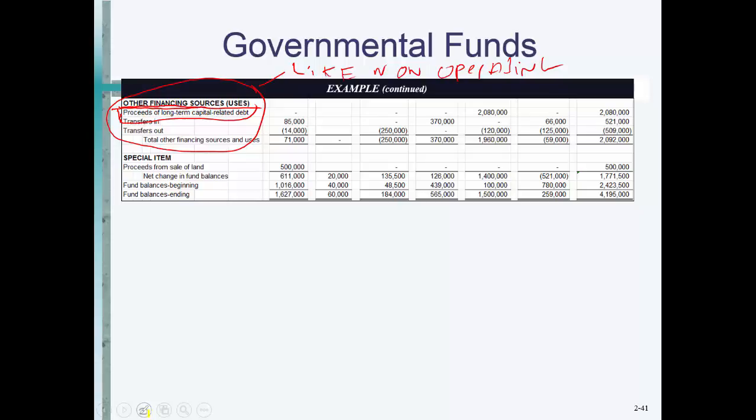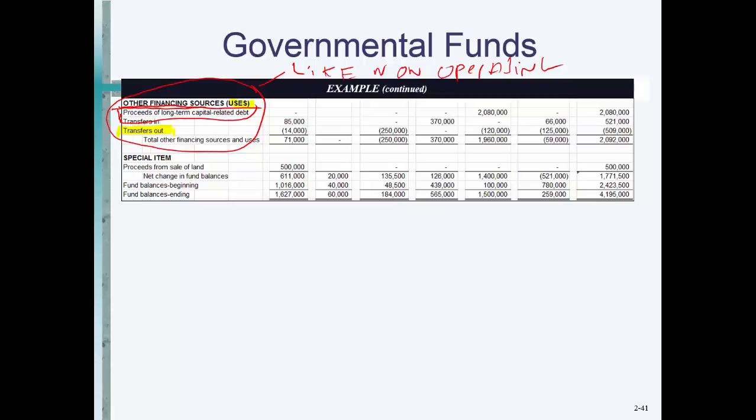And then what? Then you come over and you have here the what? The other financing uses, and that's the transfer out, isn't it? Isn't that the transfer out? So the other financing sources and uses show up on what? Show up on the statement of revenues, expenditures, and change in fund balance, the operating statement, and they're like non-operating items, aren't they?